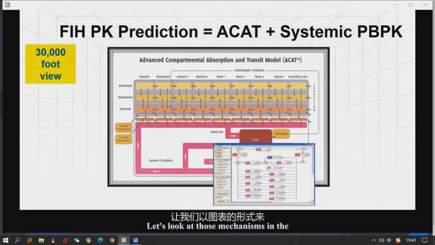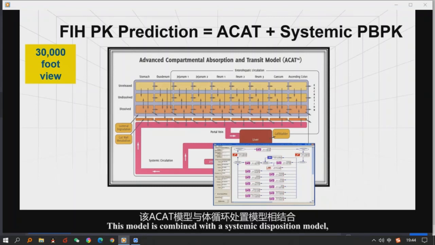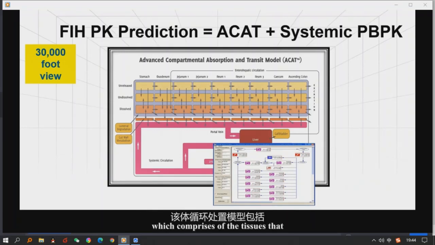So let's look at those mechanisms in the form of a diagram. Here we have a 30,000 foot view for a first-in-human PK prediction for oral administration. And the model combines the advanced compartmental absorption and transit model, where we have those 9 compartments from the stomach down to the ascending colon. This model is combined with a systemic disposition model, which comprises the tissues that make up the body. So the 13 tissues, which includes the liver, the muscle, the heart, the skin, the adipose, etc.